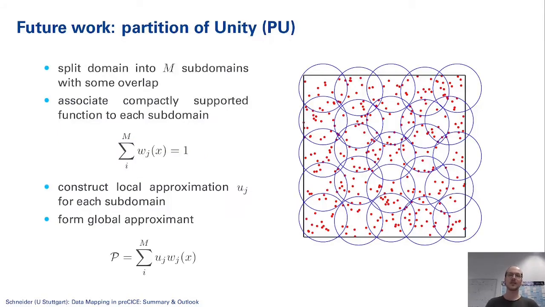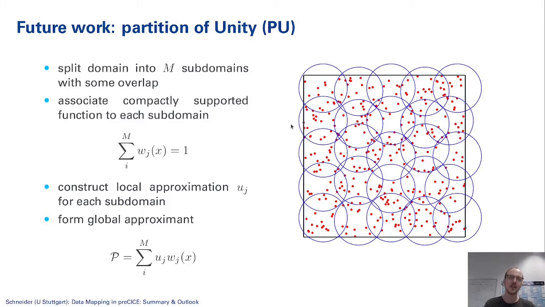Another method we are recently investigating is the so-called partition of unity approach. And the conceptual idea is again illustrated on the right here. So given some data distribution here in red, we split our domain into some mildly overlapping subregions illustrated by the blue circles here. And now we associate to each of these circles a compactly supported function, so a weighting function, and the only restriction is that this function sums to 1 over all subdomains in every point. So for example here, at this red sphere, we would get a weighting function sum always equal to 1 if one sums up the weight of this subdomain and of this subdomain.